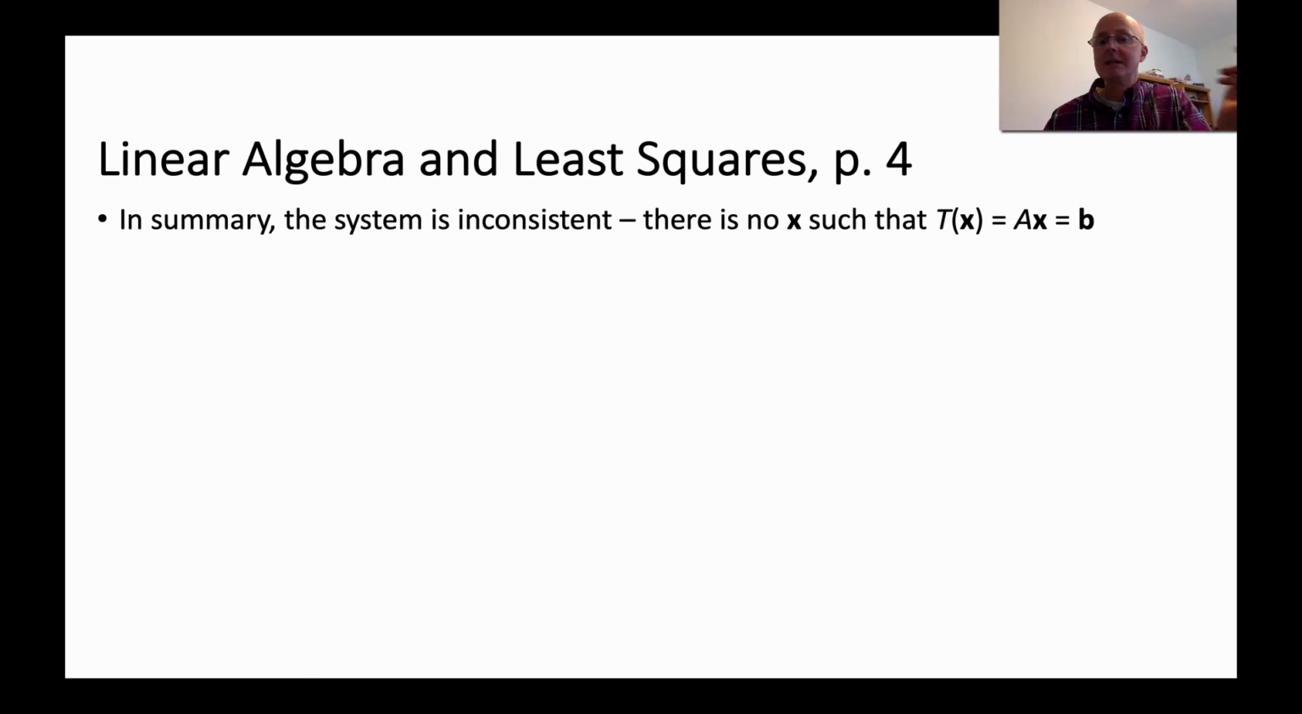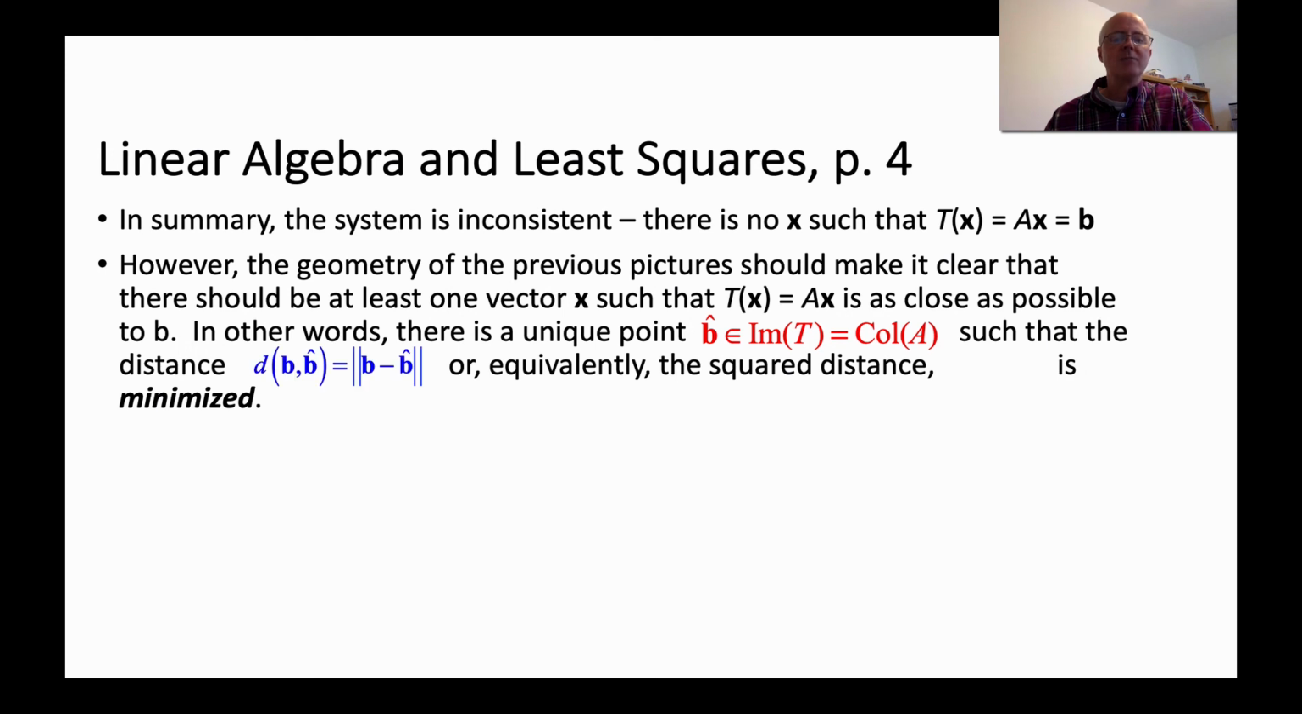So in summary, the system is inconsistent. There is no x so that T of x, which equals A times x, equals b, this target vector. However, the geometry of the previous pictures, I'll go back and show you them in a minute here, should make it clear that there's at least one vector x, and here's the key, so that T of x, which equals A times x, is as close as possible to the vector b. I meant to make this boldface, but I forgot to. T of x equals A times x, which is in that plane, is as close as possible to b.